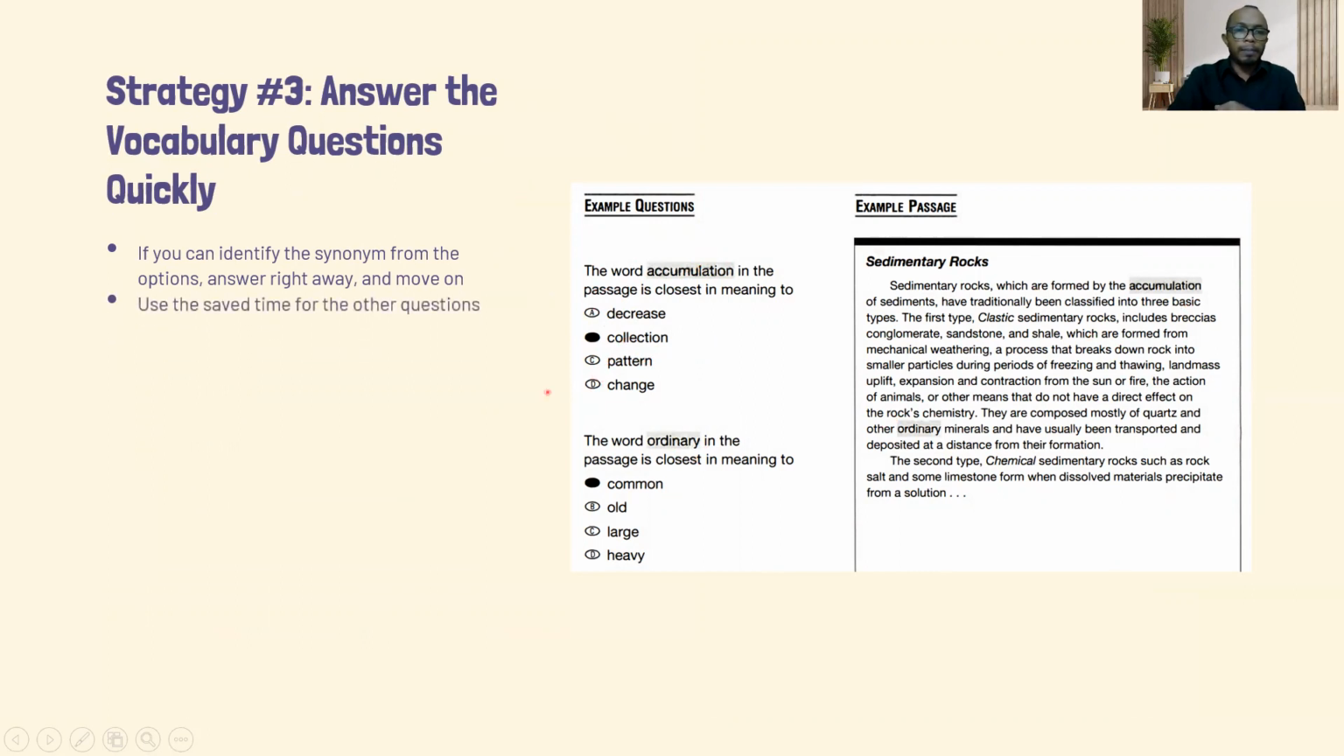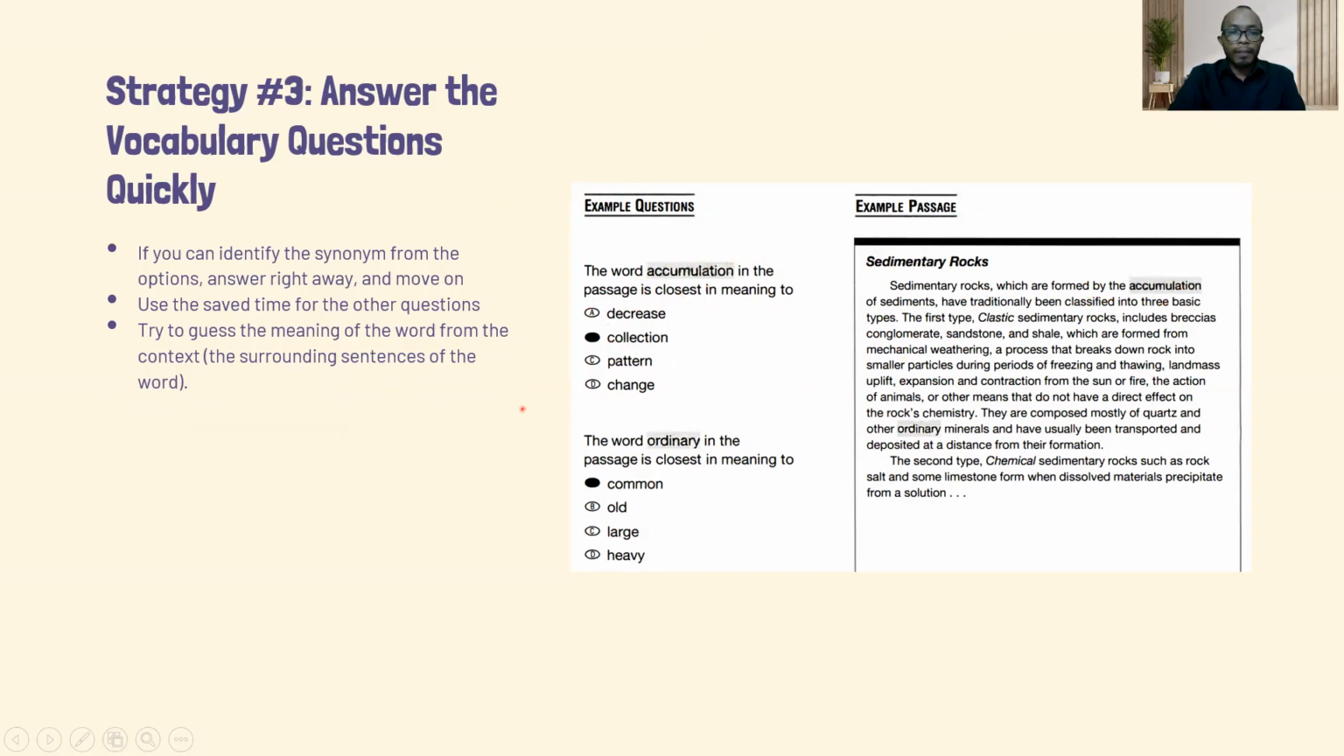Now, why do you need to do that? If you can answer the vocabulary question quickly, you will have spare time from that question that you can use in other more challenging questions. Okay. Now, sometimes, however, we will get vocabulary that we are not very familiar with. Now, if that's the case, then you need to try to guess the meaning of the word from the context. Remember context? The surrounding sentences where the word is located.